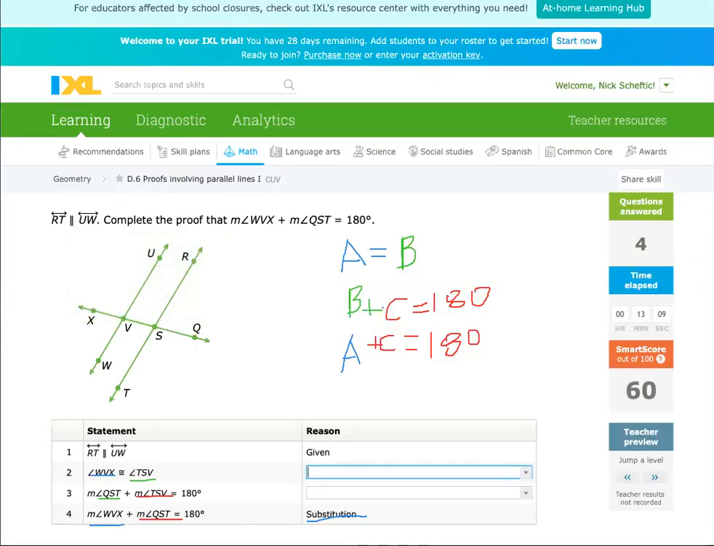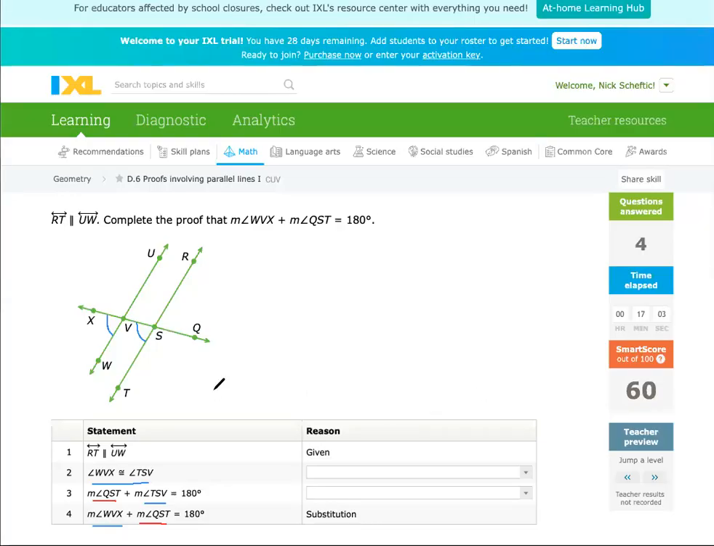All right, going on to the next level, looking for some more. This one I give you the two parallel lines. We're looking to figure out statement number 2 and 3. Statement number 2, you have the two blue lines I labeled here, WVX and TSV. This is going to be the corresponding angles postulate. If I move this line over to this line, those two angles would pair up the same. So let me do that. Corresponding angles postulate. The next one I have here is a QST.